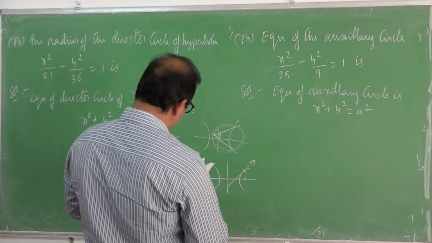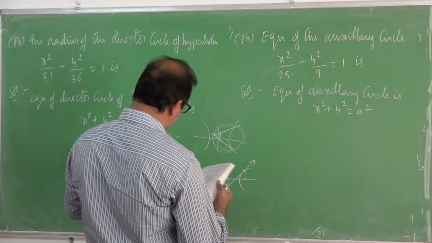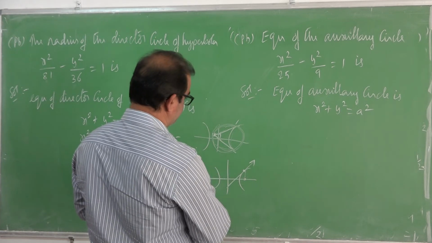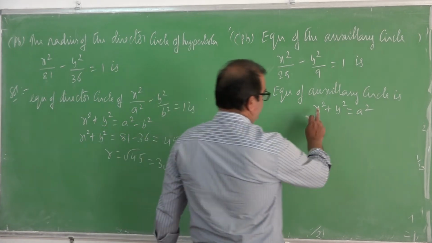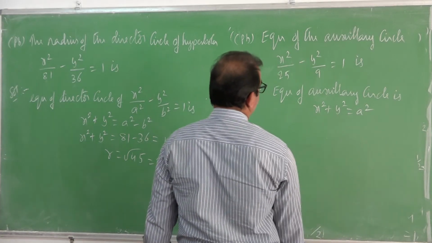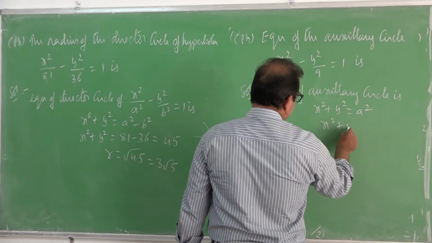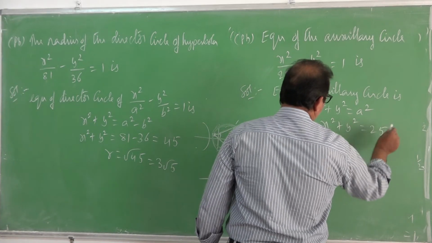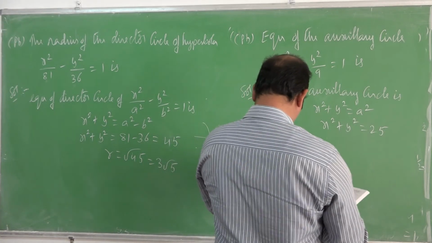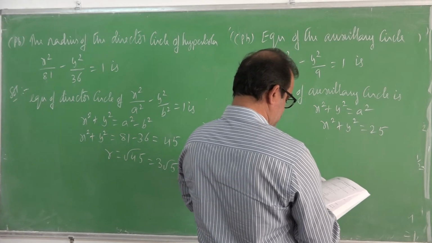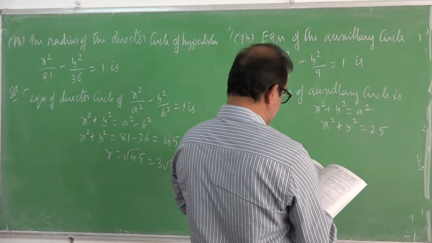In both ellipse and hyperbola, the equation of the auxiliary circle is x square plus y square is equal to a square. But what is a square here? 25. So x square plus y square is equal to 25. That is the equation of the auxiliary circle.